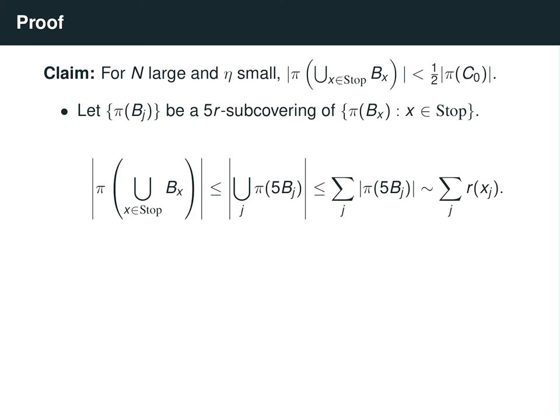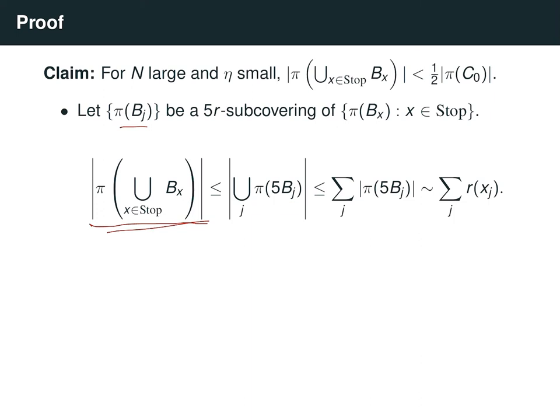Okay, so now let's estimate the Lebesgue measure of the projection of the stop balls. Now, since the π(B_j) are a 5R subcovering, that means 5 times these balls, their union, will contain this set. Now, I'm calling these π(5B_j) balls, although technically they are intervals in the real line, in case that's causing any confusion.